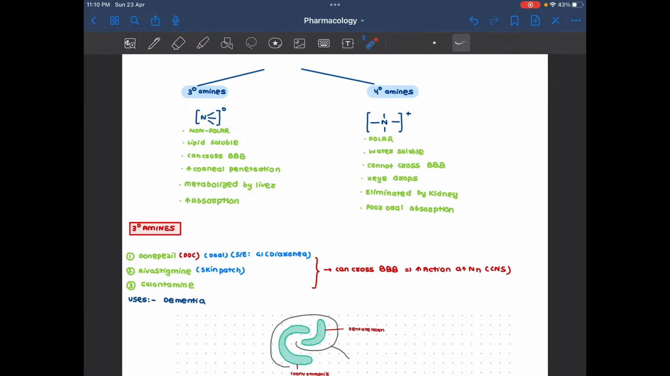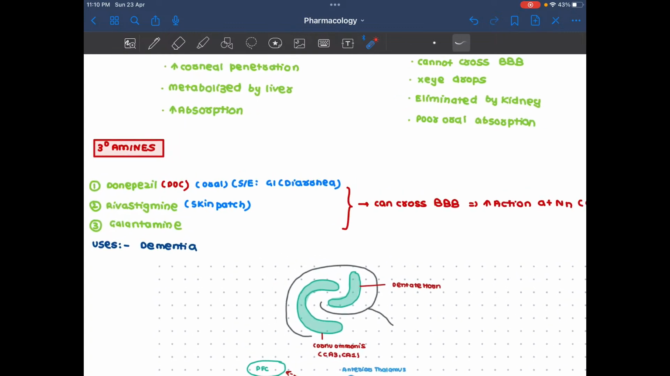Let's discuss tertiary amines first. In tertiary amines, the first one that I'm going to tell you is donepezil. So we have three: donepezil, rivastigmine and galantamine. Okay? What are they going to do? They're going to inhibit the cholinesterase enzyme. Mainly acetylcholine will increase. And because they're tertiary, they're going to cross the blood-brain barrier as well.